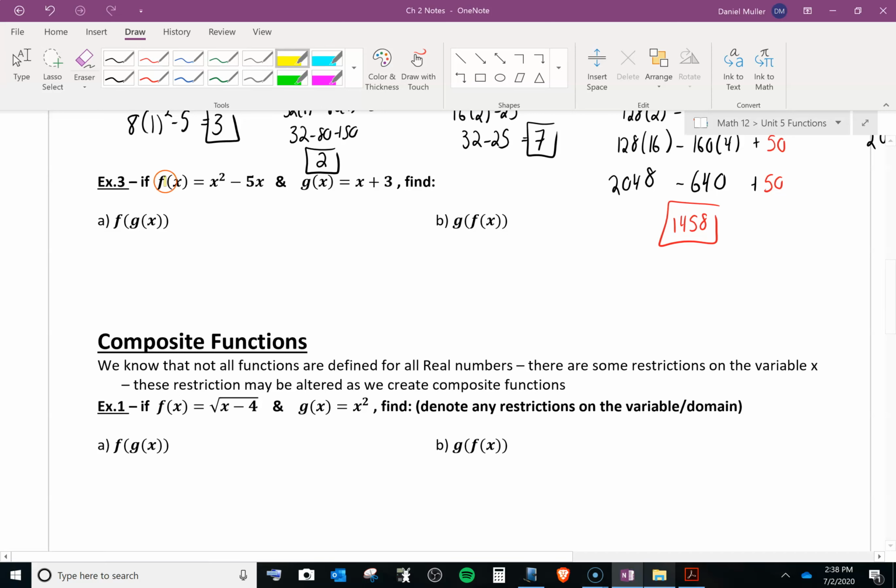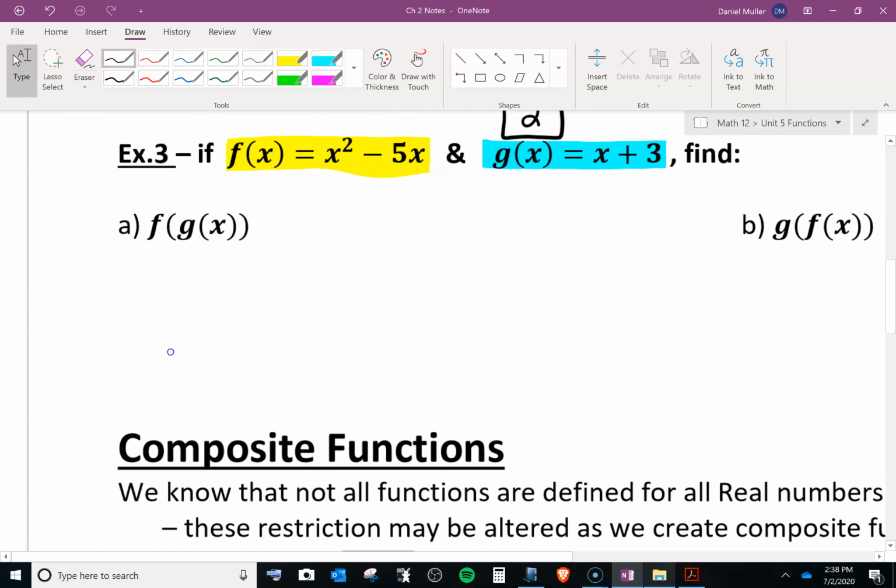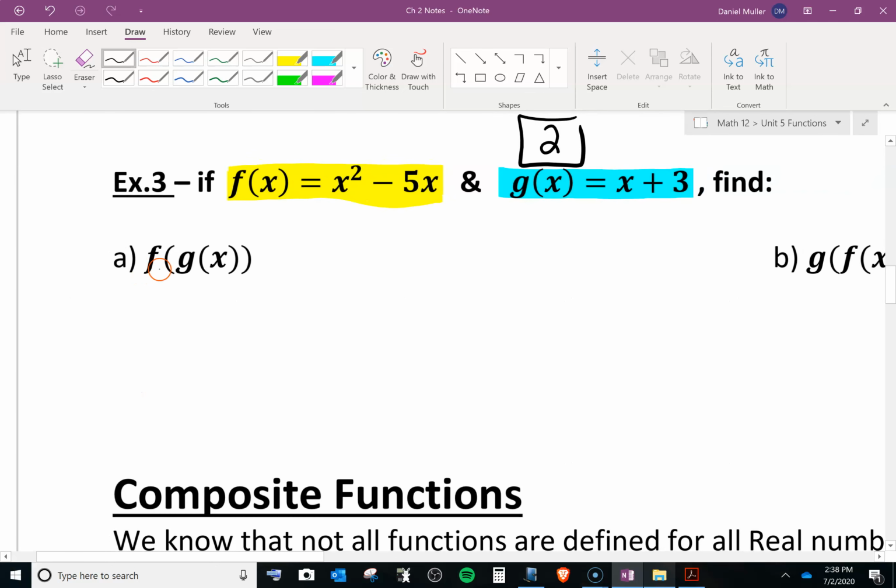Example 3. Here we have f of x is x squared minus 5x, and g of x is x plus 3. So we need to take f as our outside function, and we're going to input g. This is otherwise known as f of g of x. So f is x squared minus 5x, and now we need to input g.